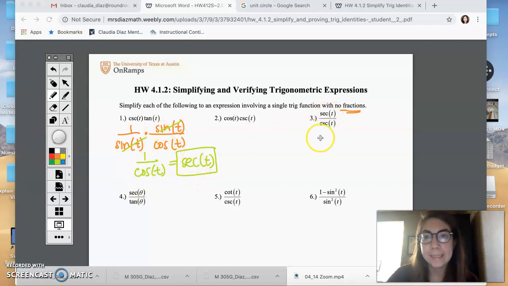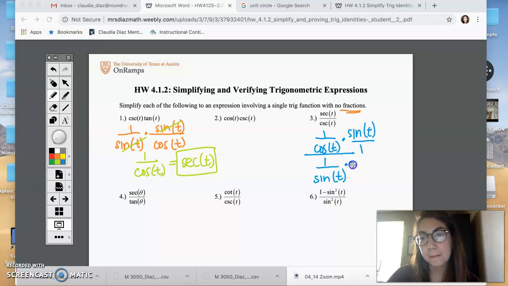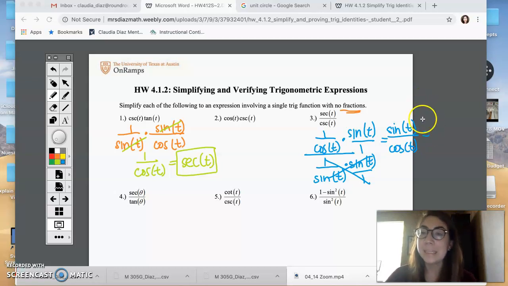Let's try number 3. Secant is 1 over cosine divided by cosecant, which is 1 over sine. Now we can't leave it like this. We are dividing by a fraction, so let's multiply by the reciprocal. That's going to be sine of t over 1. That's how the denominator just goes away. We're left with 1 times sine, which is sine, divided by cosine times 1, which is cosine. And sine over cosine is tangent of t.